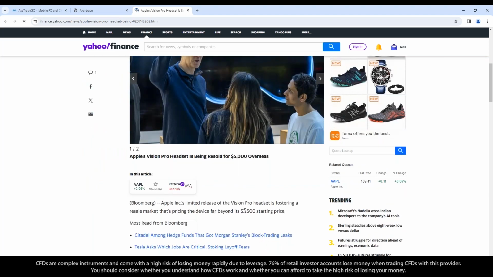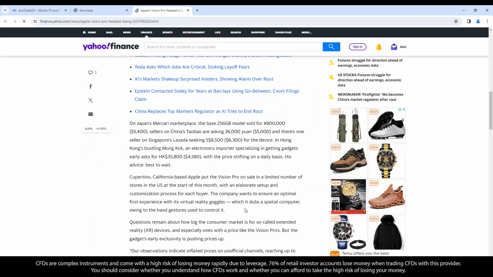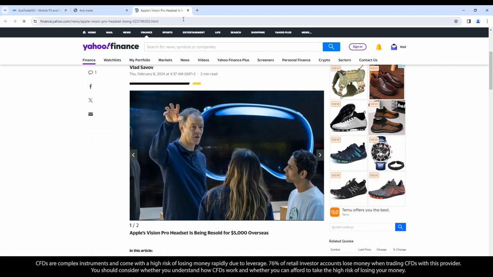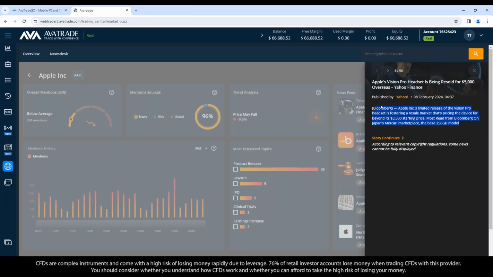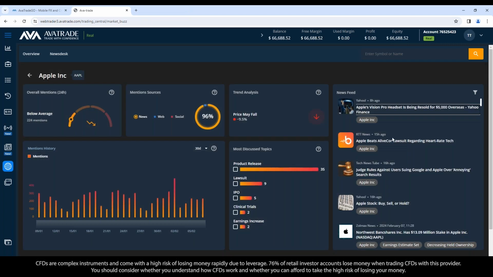So you can read an article about that, and that can help you decide whether you think that's good news for Apple, bad news. Does that help you decide that you'd want to sell with this signal, or does it work against the signal? And if it works with the signal, maybe as you read that article, it's saying something bad about why they're selling for $5,000 overseas. Maybe they're having trouble selling them for more. Maybe there's not enough demand. I don't know. Read the article, right?